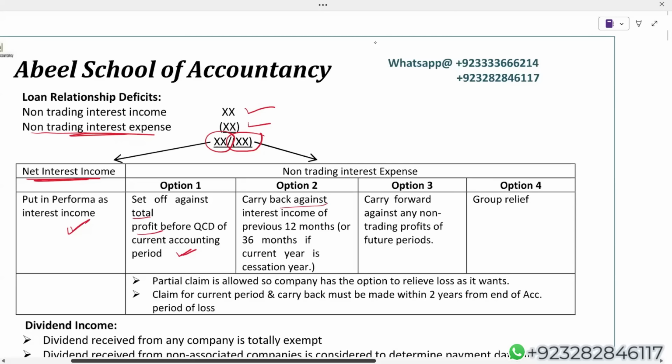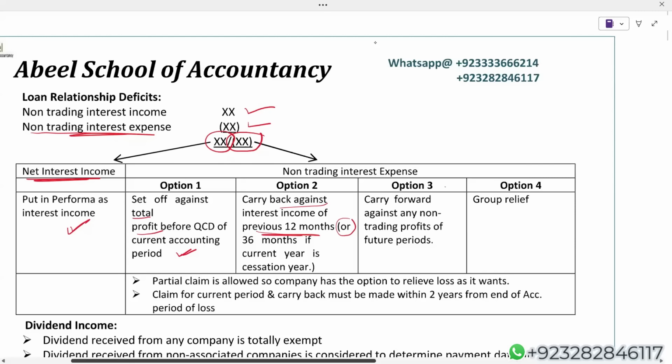But when we say option 2, carry back against interest income of the previous 12 months. If you want to go for carry back, then you will not be deducting the deficit against the total profit. You will be deducting the deficit against the interest income of the previous 12 months, or if it is the last year of your business, then you can carry back for 36 months. But the important rule is, if I carry back the deficit, I will be deducting the deficit against the interest income.